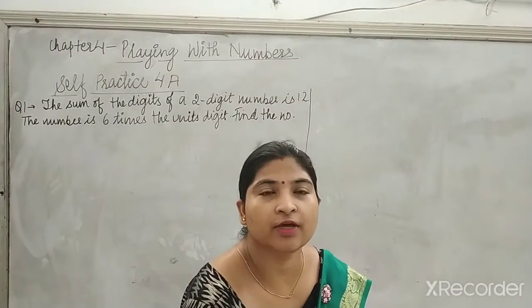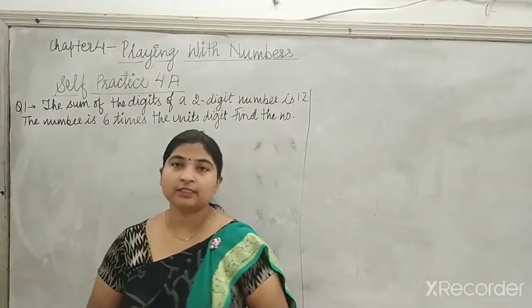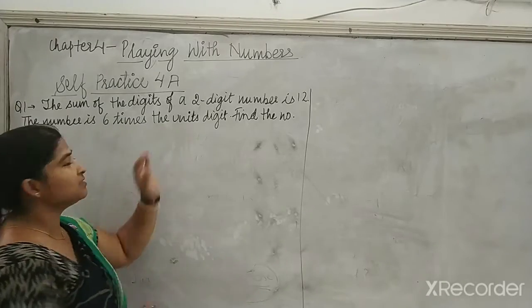Hello students, today we are starting our self-practice 4A. Question number one we will see first. The sum of digits of a two-digit number is 12.